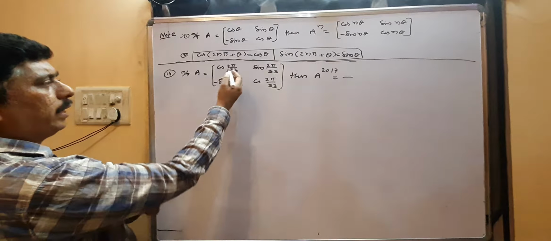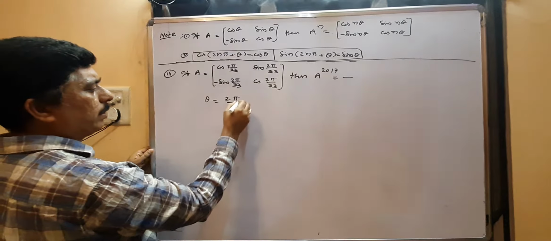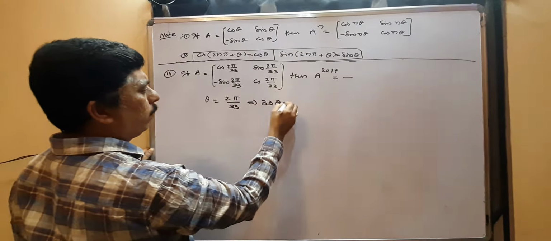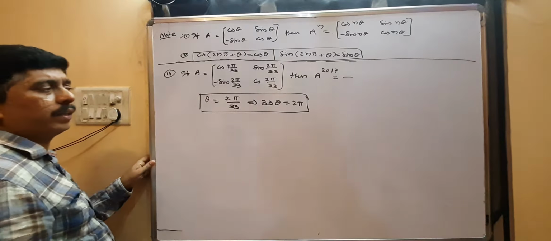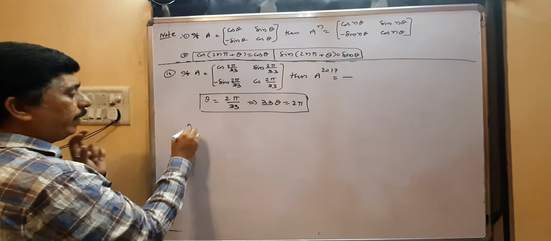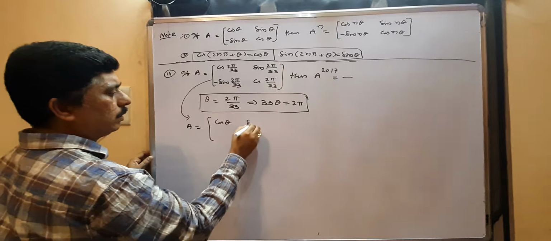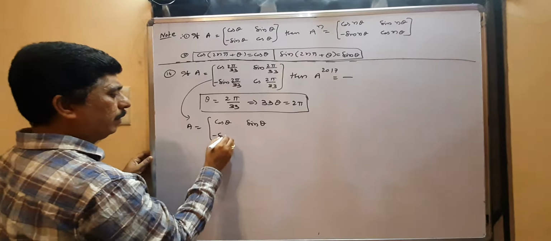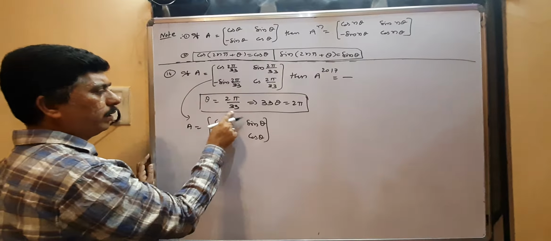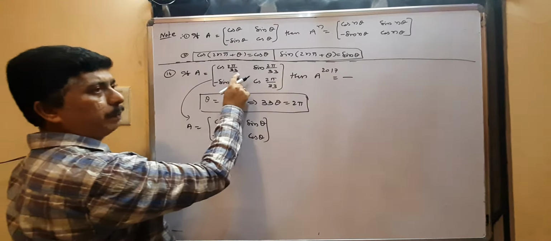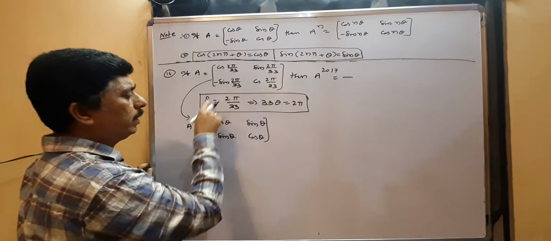Now I will take theta equal to 2 pi by 33. That implies 33 theta equals 2 pi. Then A equals cos theta, sin theta, minus sin theta, cos theta. In place of 2 pi by 33 you have to take theta.